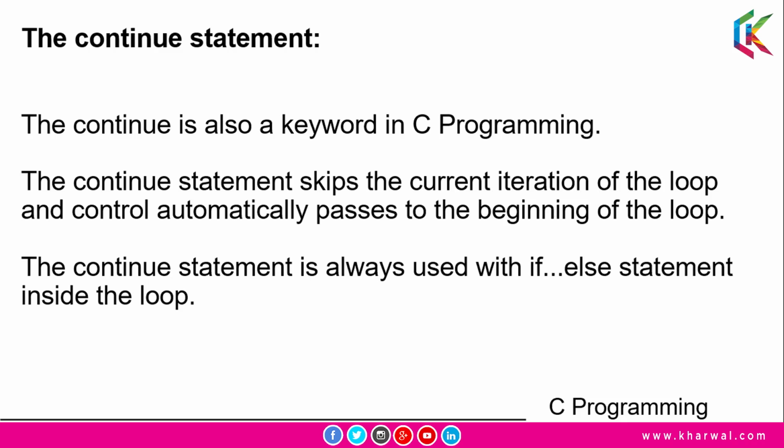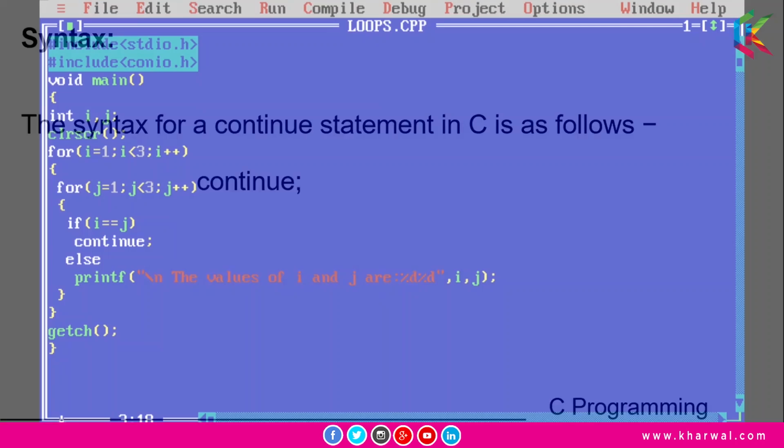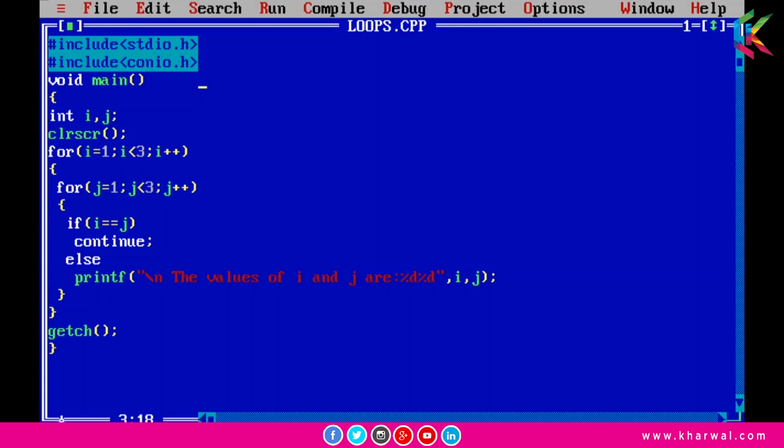Now let's discuss the syntax of the continue statement. This is the syntax. Here we use the continue keyword and then simply put a semicolon after it. Now let me open up the Turbo C++ compiler. In this program we will learn about the continue statement. It will be executed if this condition is true, and it will skip the rest of the code and control will transfer automatically to the beginning of the loop.